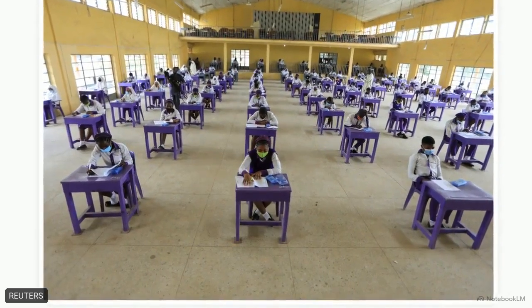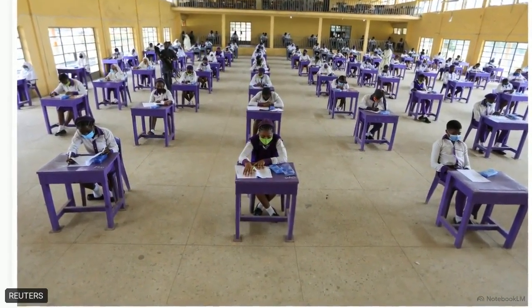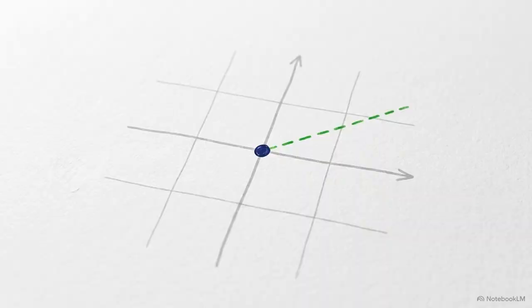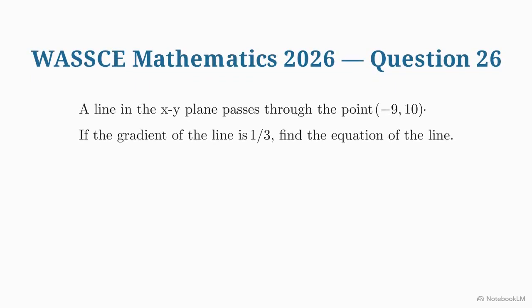Welcome back. Today we are going to rebuild the exact equation of a straight line using just its slope and a single coordinate footprint it left behind. Look at this WASSCE 2026 question. A line passes through the point -9, 10. That is our coordinate footprint. We also know it has a gradient of 1/3.